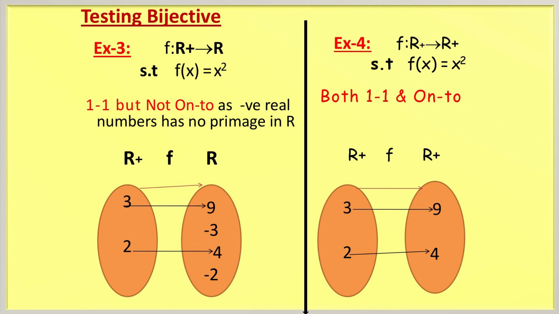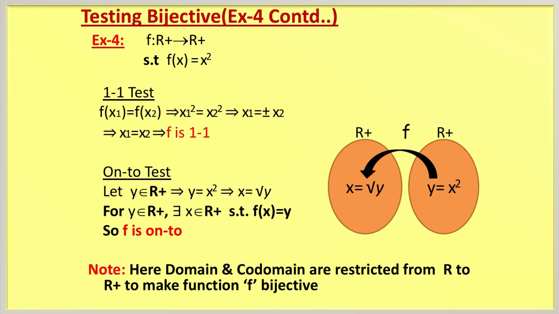So, this function is 1-1, but not onto. And see the last example 4. Here the functional formula is the same, f(x) is equal to x square, but the domain and codomain are the set of positive real numbers. In this case the function is both 1-1 and onto. In the picture all elements are not written because R and R plus are infinite sets, only a few elements are written. So, this is both 1-1 and onto, but we have to prove this.